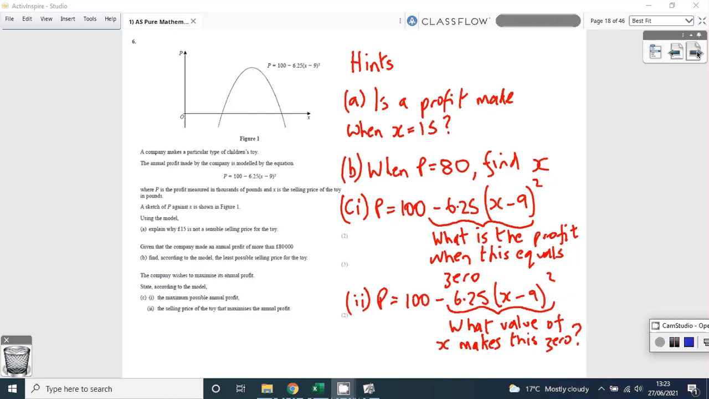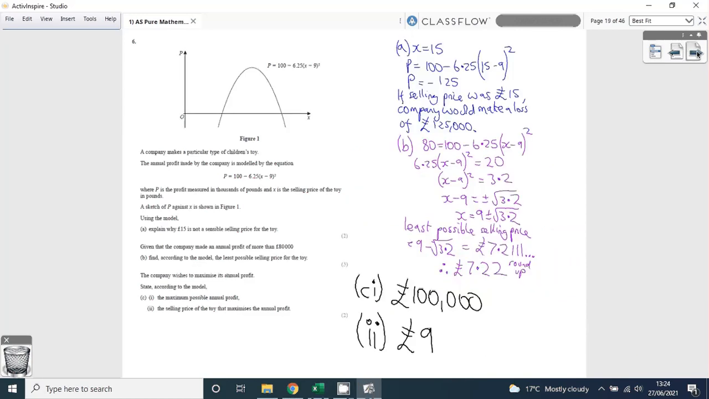And then the solution for question 6. So for part A, why is £15 not a sensible price? So we're substituting in 15. We get the profit being minus 125. So obviously it would not be sensible selling the product for £15, as we would make a loss of £125,000.